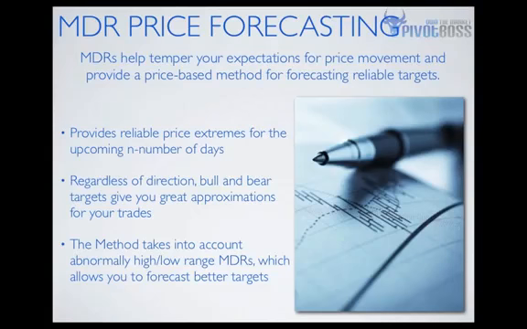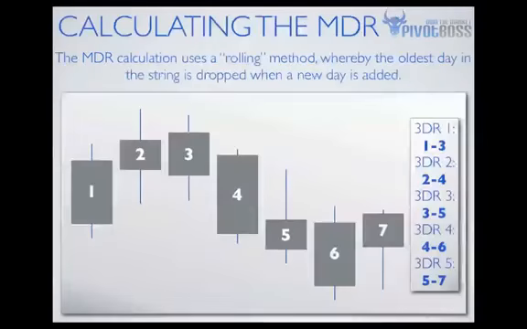So with MDRs, you're able to forecast bull and bear targets with this MDR value, and we'll look at that in a moment. The method takes into account abnormally high and low range MDRs as well, which allow you to forecast better targets. In the actual ADR method swing edition course, we also talk about range-based targets, which allow you to forecast farther targets or closer targets based on abnormally high or low range MDRs. We're not going to talk about that here, but just know that you are capable of doing that with MDRs.